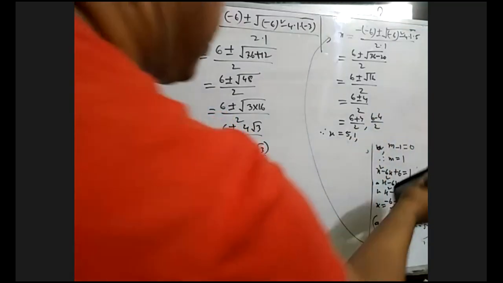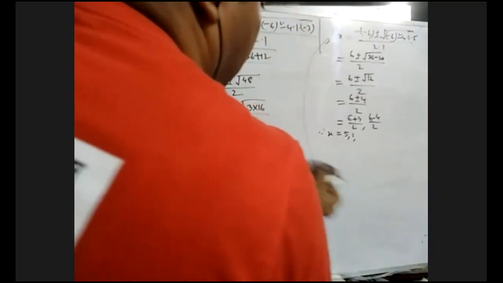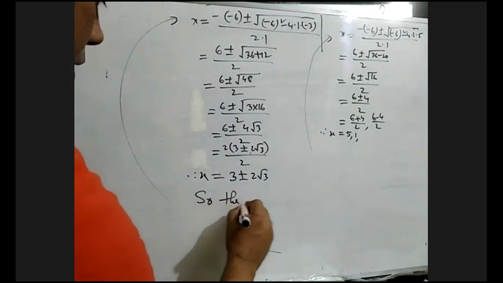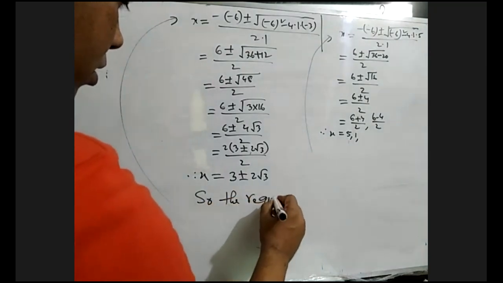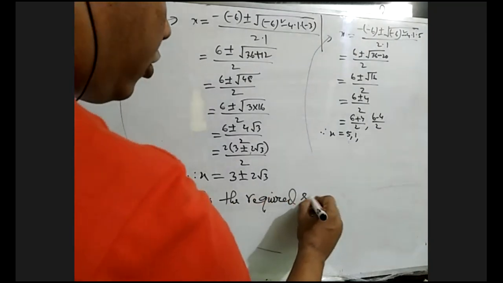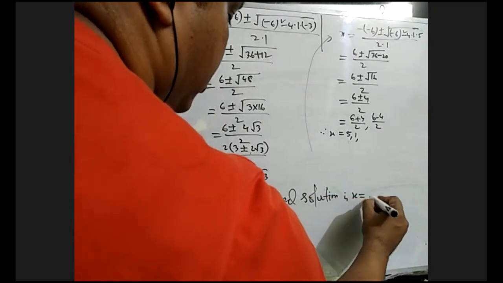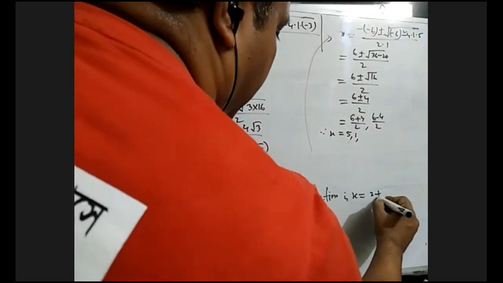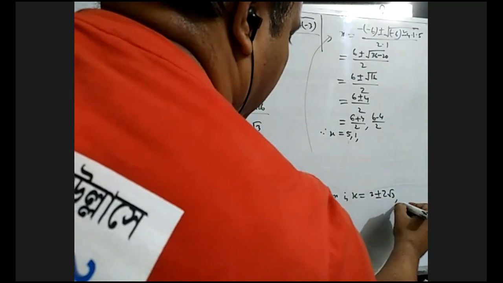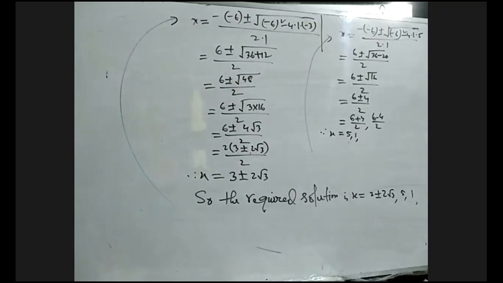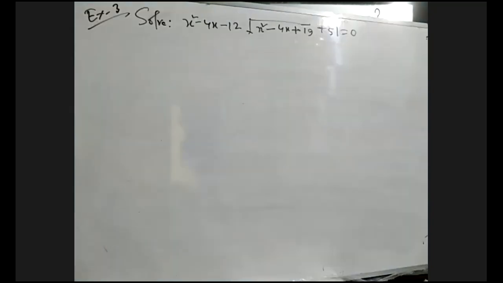So the required solution is x equals 3 plus minus 2 root 3, 5, 1. Okay, these four are the solutions of this equation. Okay, now we'll try to solve another one.